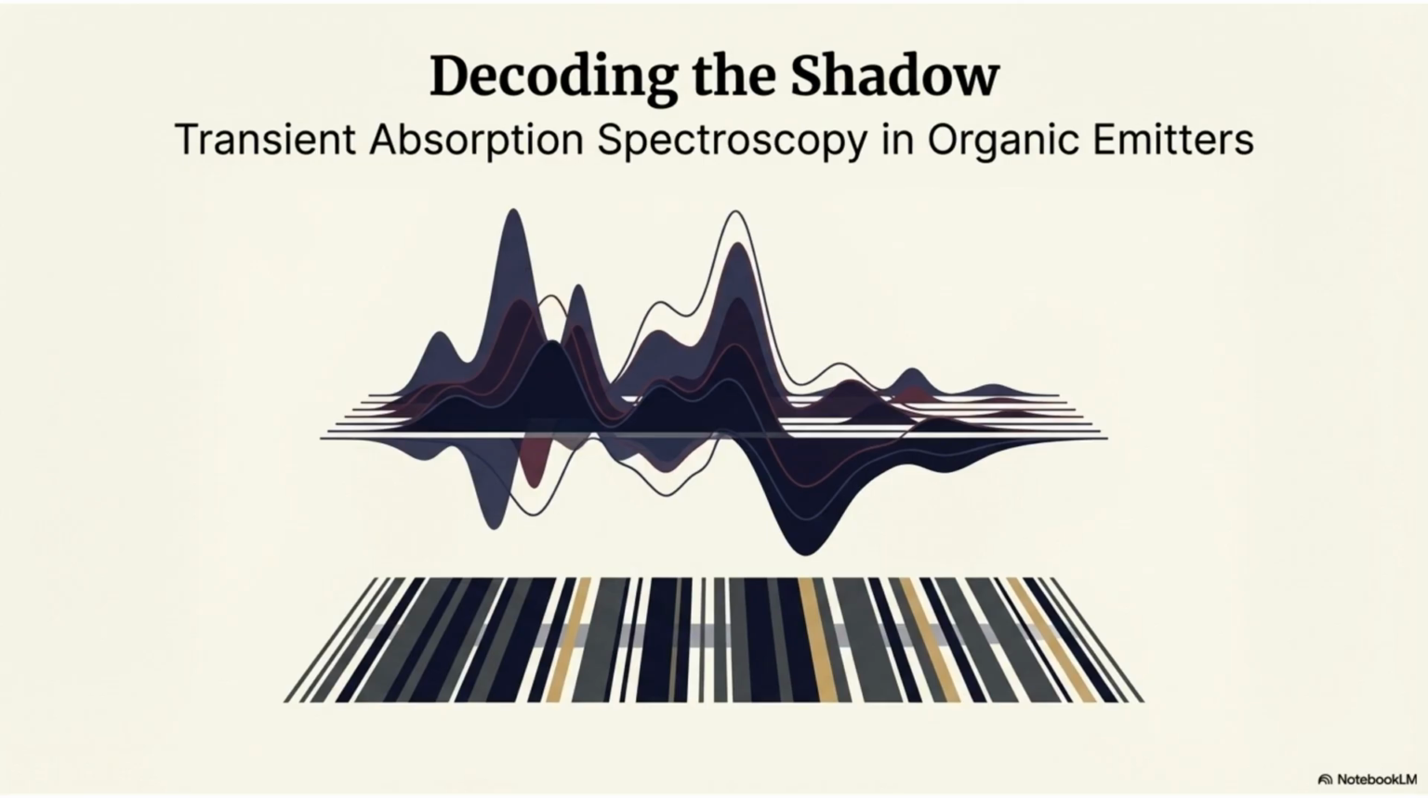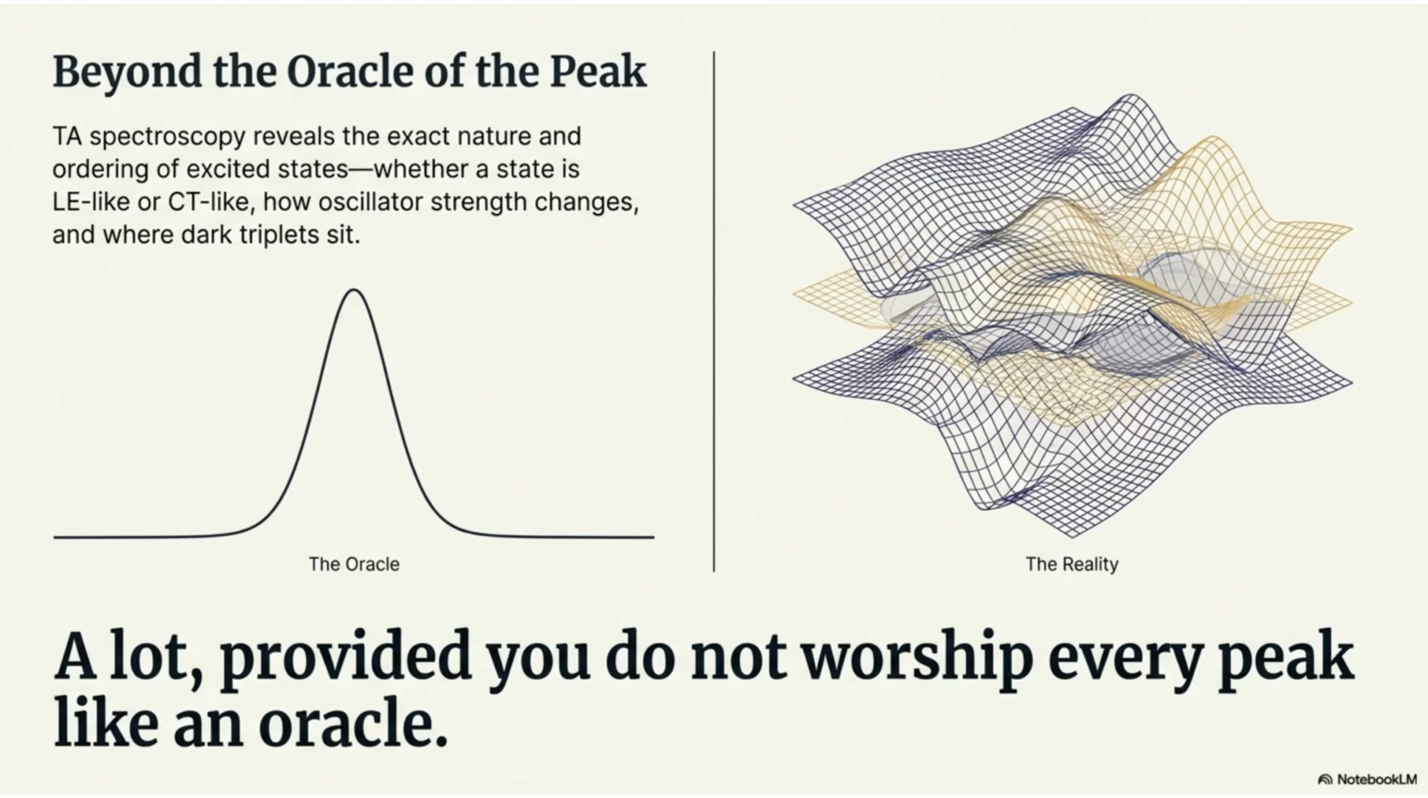Welcome to Decoding the Shadow, Transient Absorption Spectroscopy in Organic Emitters. This video will explore how transient absorption spectroscopy helps us understand excited states in organic materials. Transient absorption, TA spectroscopy, moves beyond focusing on a single peak, revealing the exact nature and ordering of excited states. It shows whether a state is LE-like or CT-like, and where dark triplets reside.